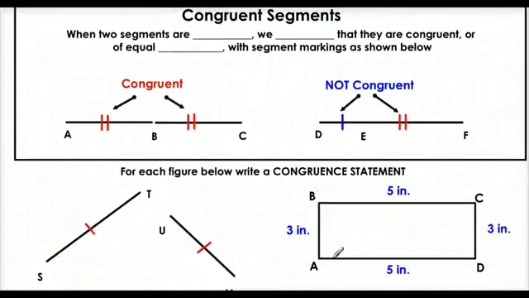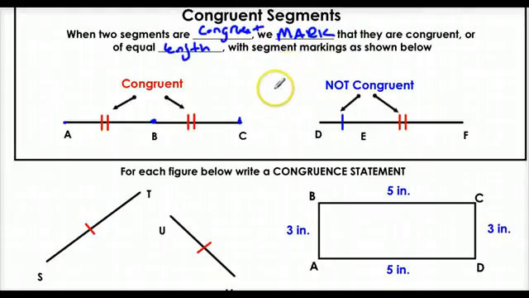So congruent segments. Let's just go. This is what we do in geometry. We have to learn how to mark things, and I'll explain that more right now. When two segments are congruent, we mark that they are congruent or of equal length with segment markings as shown below. So if two things are congruent, we just put these little scratch marks like this to say they're congruent.